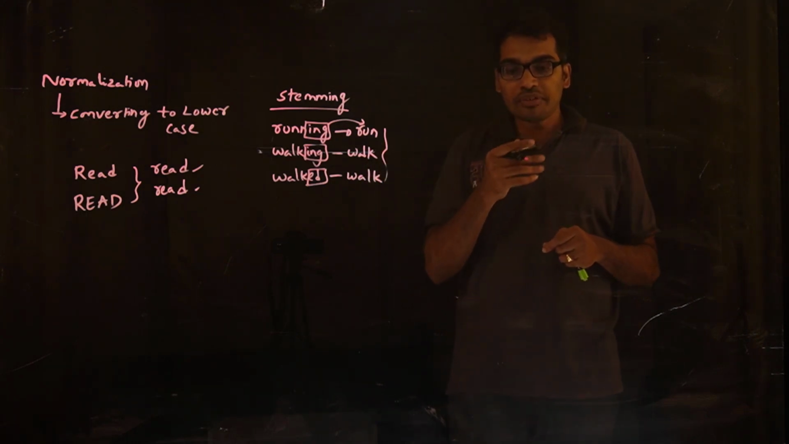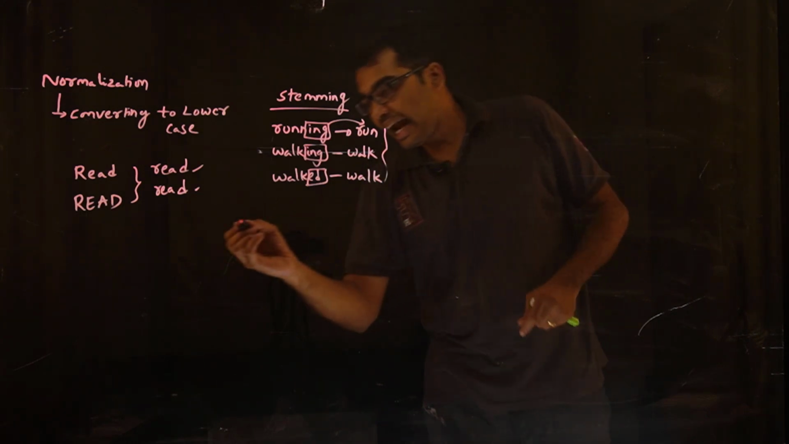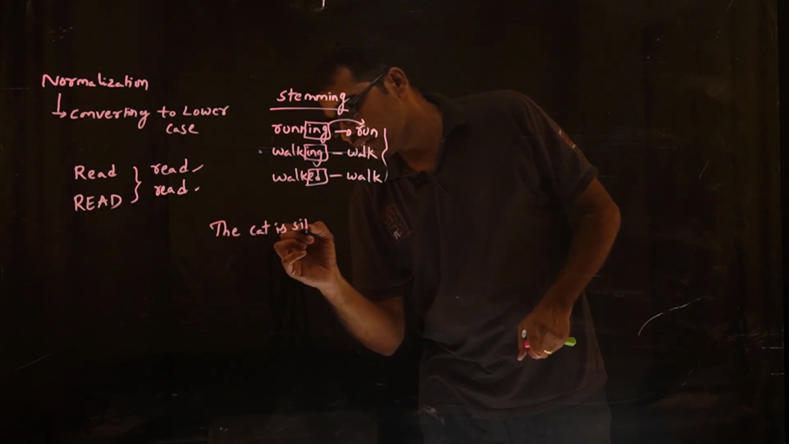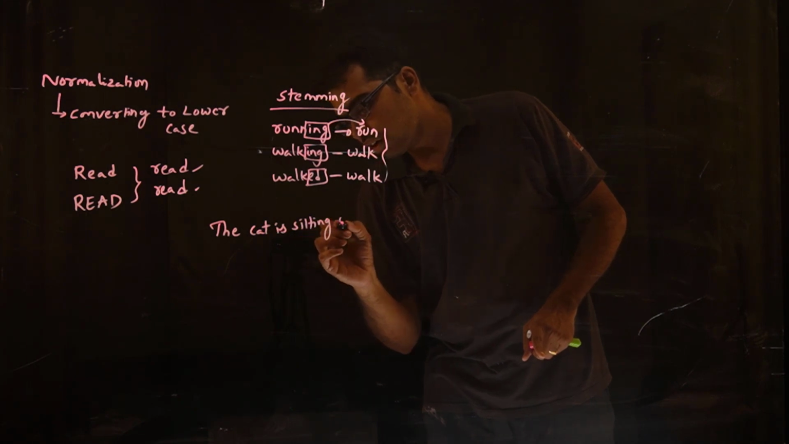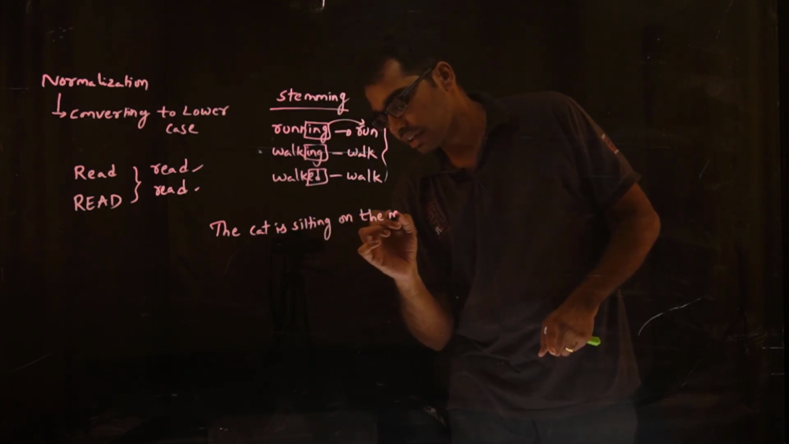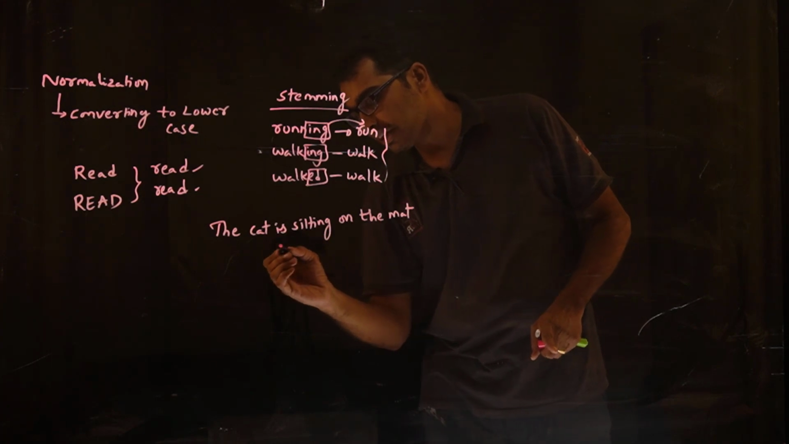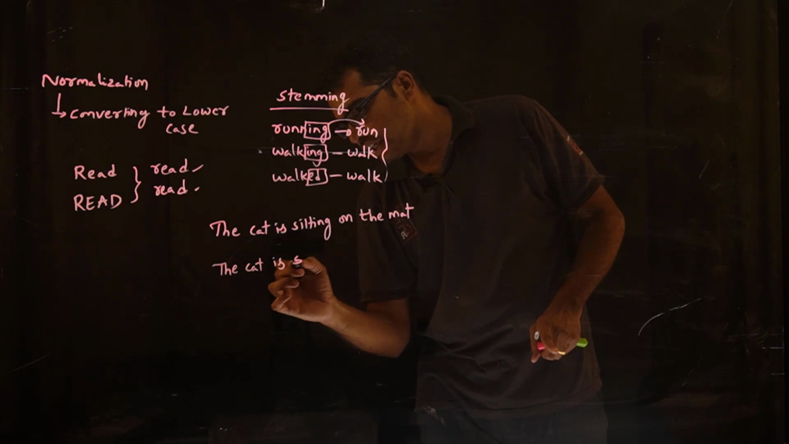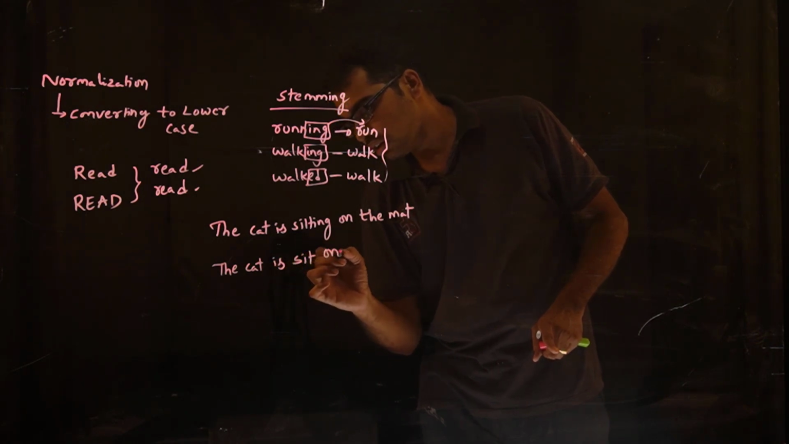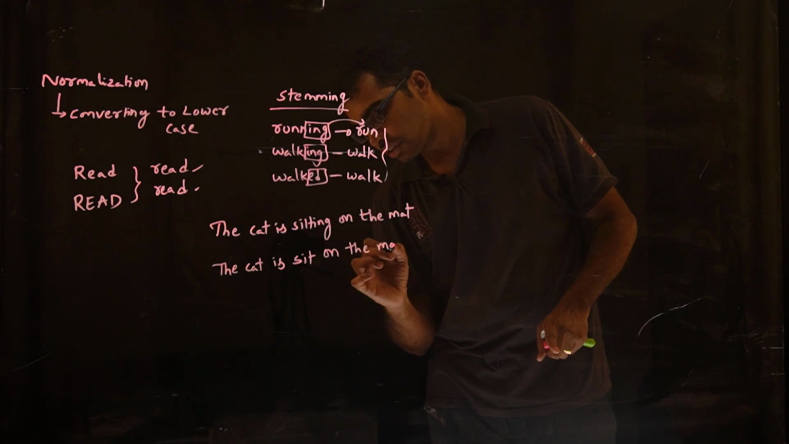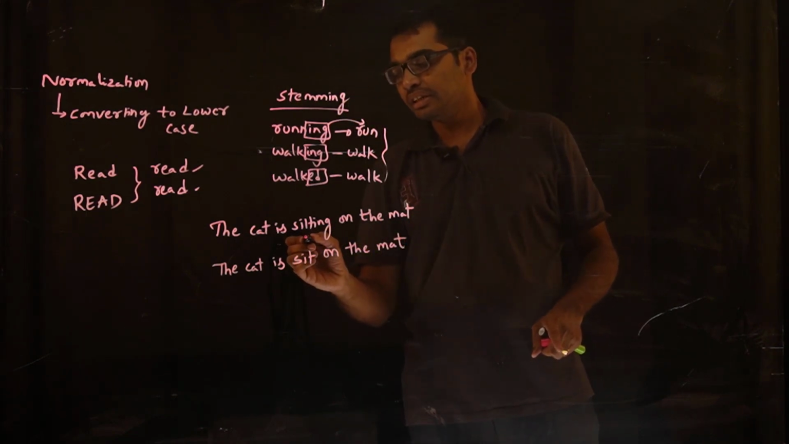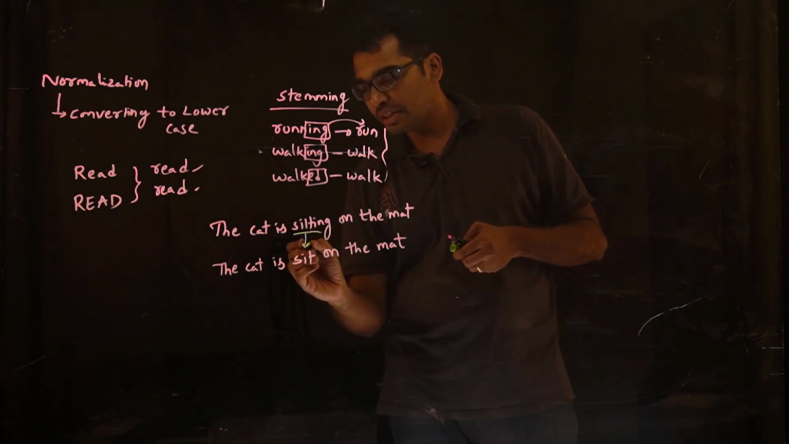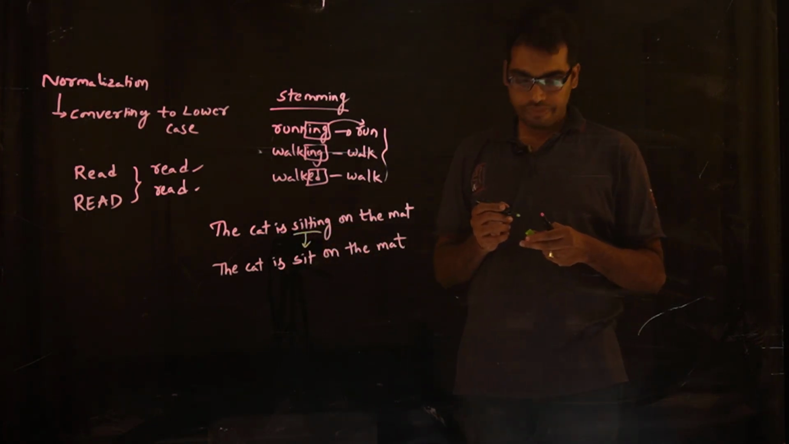An example of this is: the cat is sitting on the mat. If you convert it with stemming, it becomes: the cat is sit on the mat. This is how it will convert. Sitting has turned out to be sit. That is what stemming is.